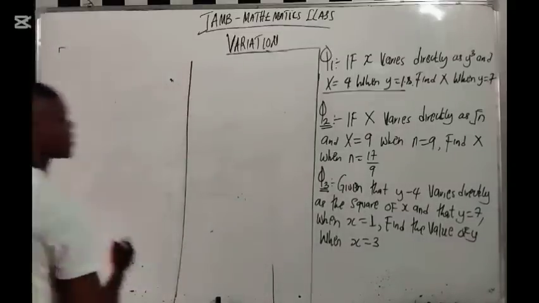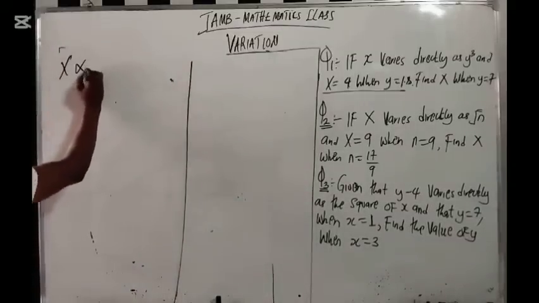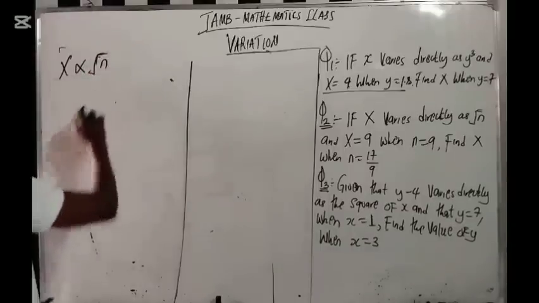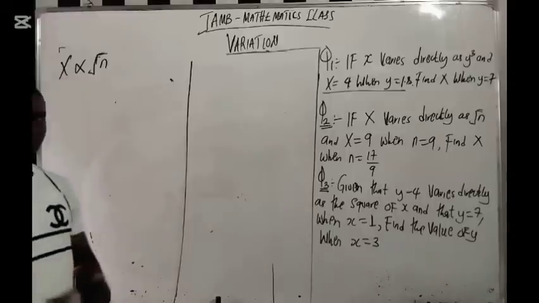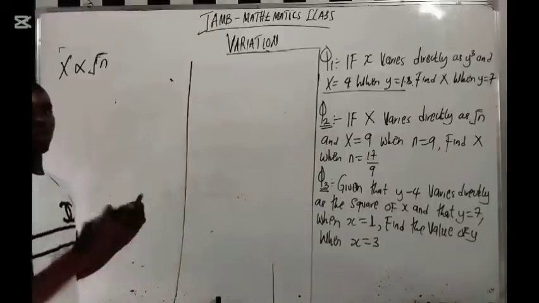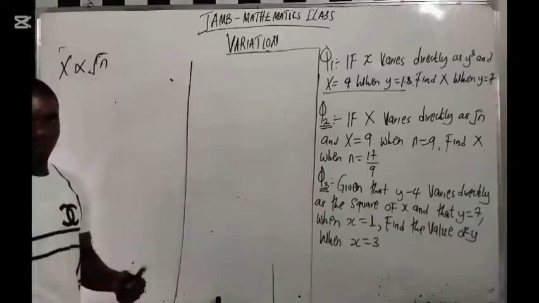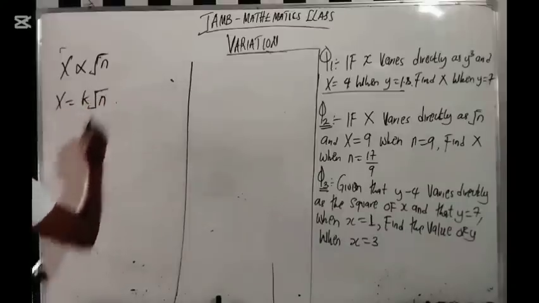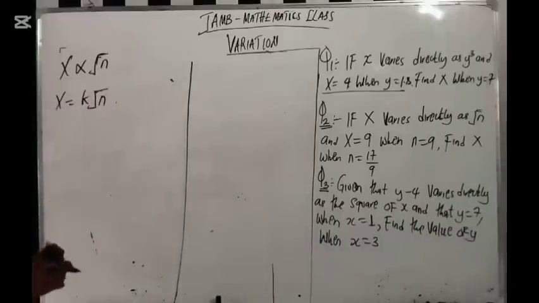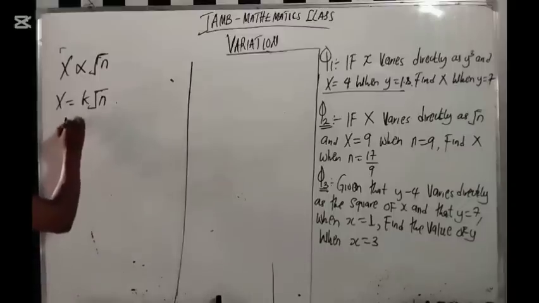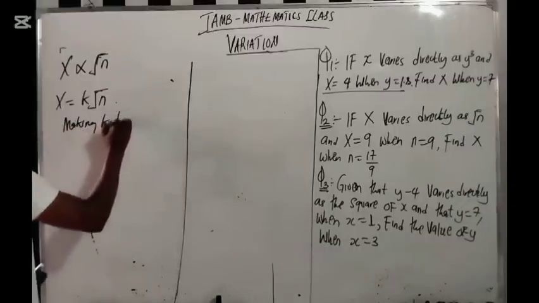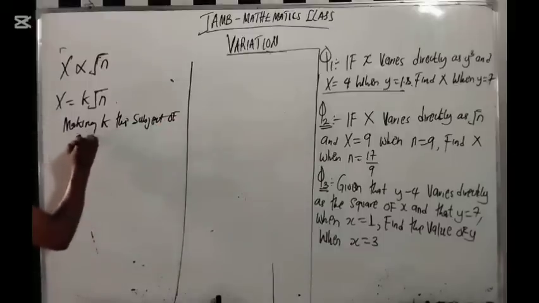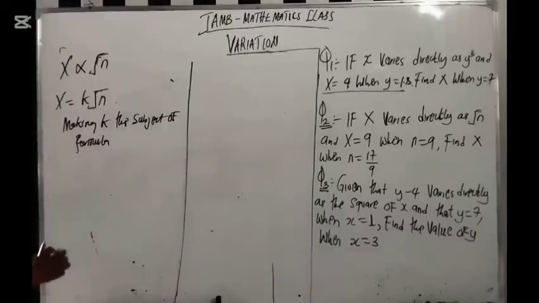So x varies directly with the square root of n, right? So whenever you have something like this, you introduce your constant, which is k. When you introduce your constant here, your proportionality sign will change to equal to. So that would be x equals k square root of n, right? So the goal is to make k the subject of formula here.